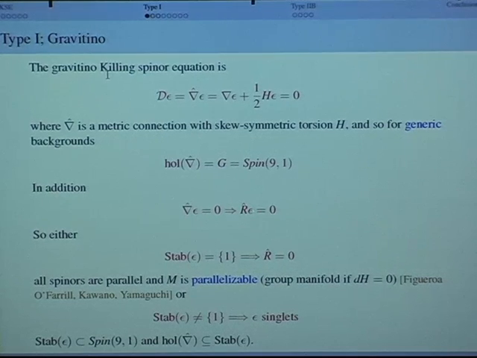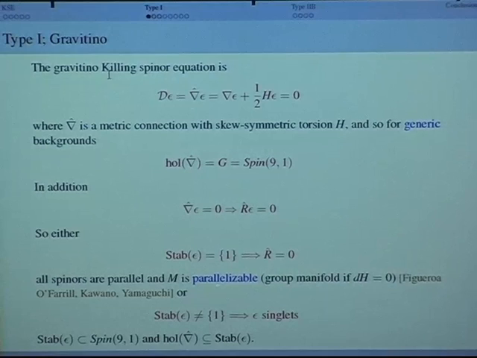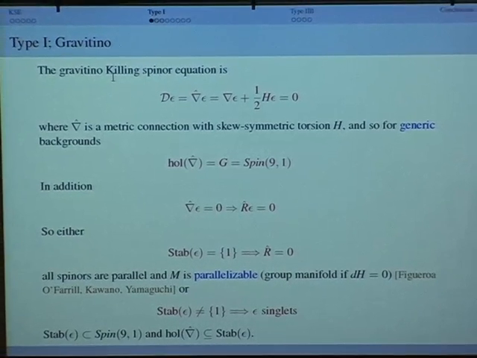Now, this implies that if the parallel spinors have stability subgroup 1, then necessarily the curvature must vanish. Therefore, the spacetime must be parallelizable, and if in addition the three-form is closed, then it's a group manifold. All Lorentzian group manifolds have been classified. So actually all the parallelizable Lorentzian manifolds up to dimension 10 have been classified, so I guess we have a complete list of all the possibilities.